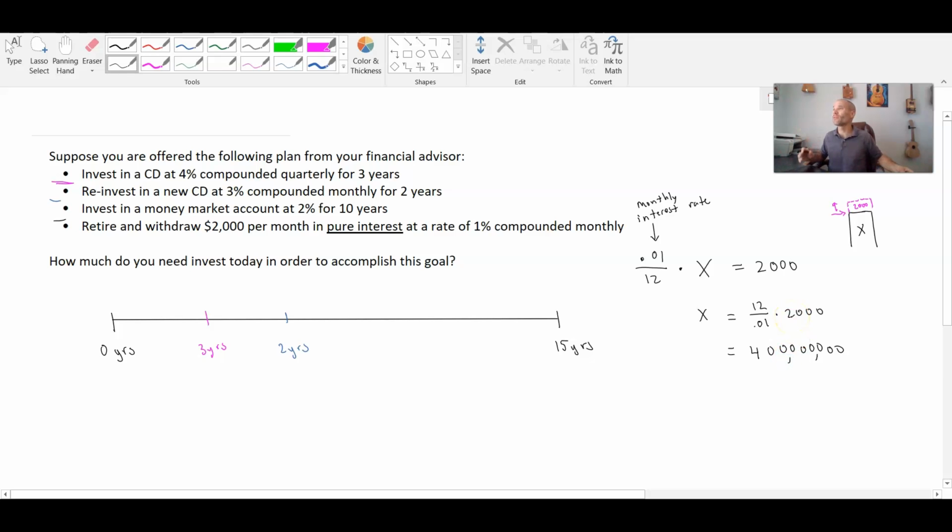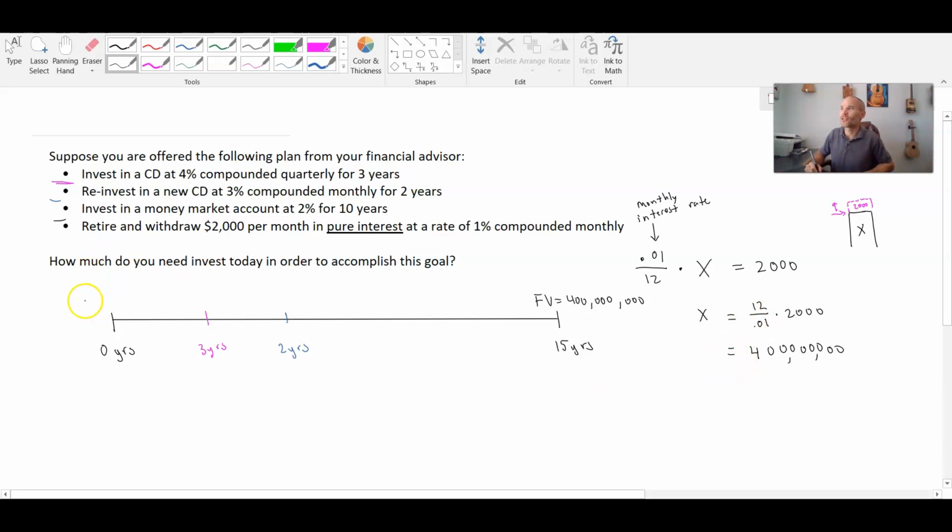I would have to have $400 million in that bank account in order to be able to get this amount, $2,000 in interest on a monthly basis. But let's go with it. Okay, so we know that at this point, after 15 years, my future value should be $400 million. Now, the reason this is so big is because the interest rate is so small. This is 1% compounded monthly, so that means that that's 1/12% per month.